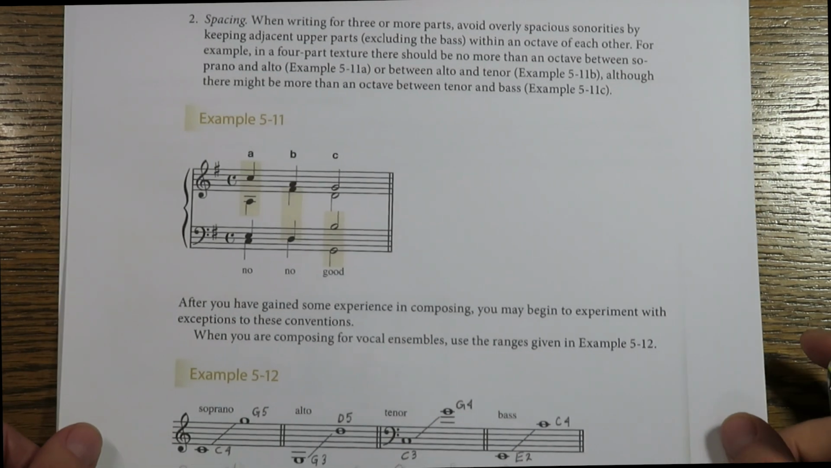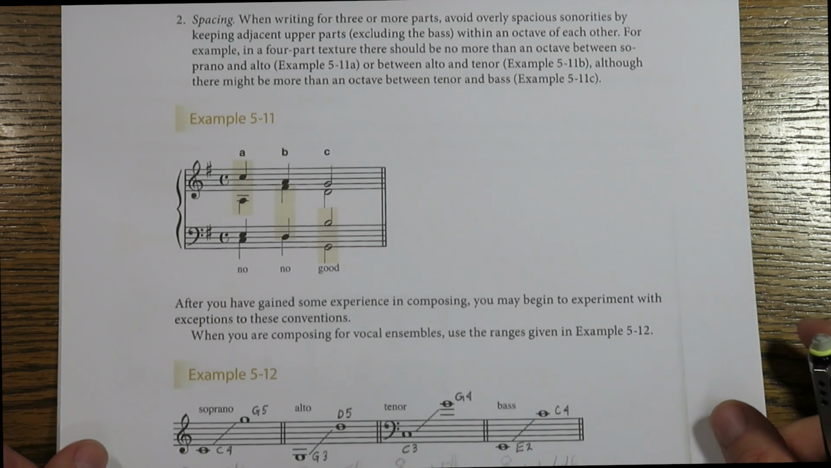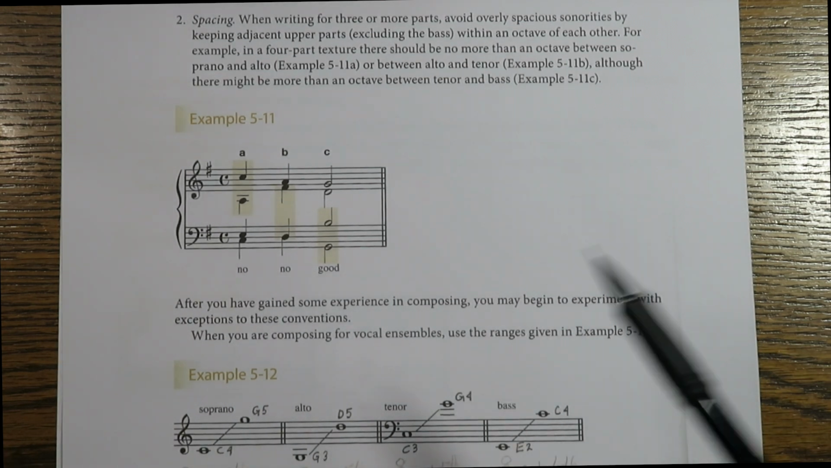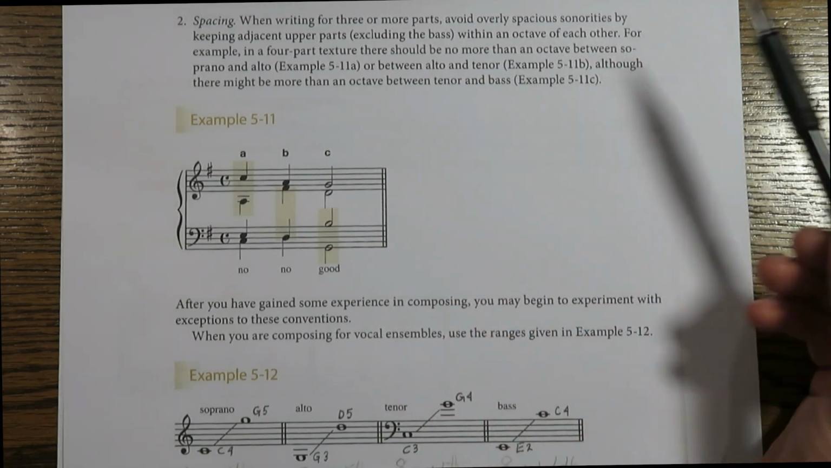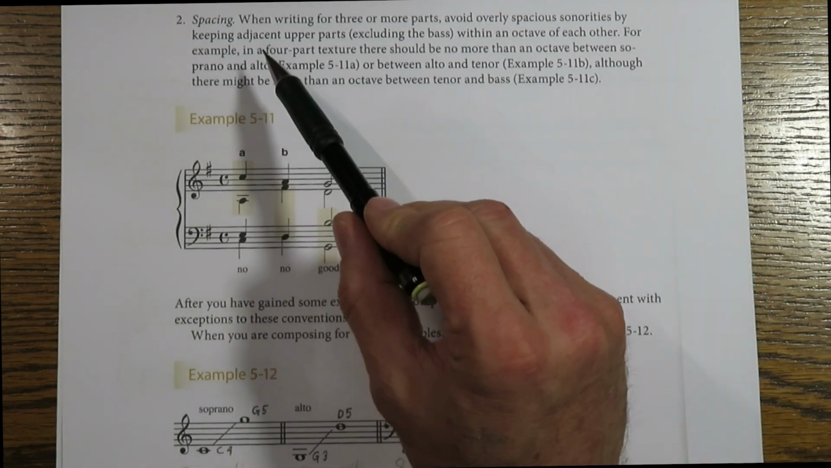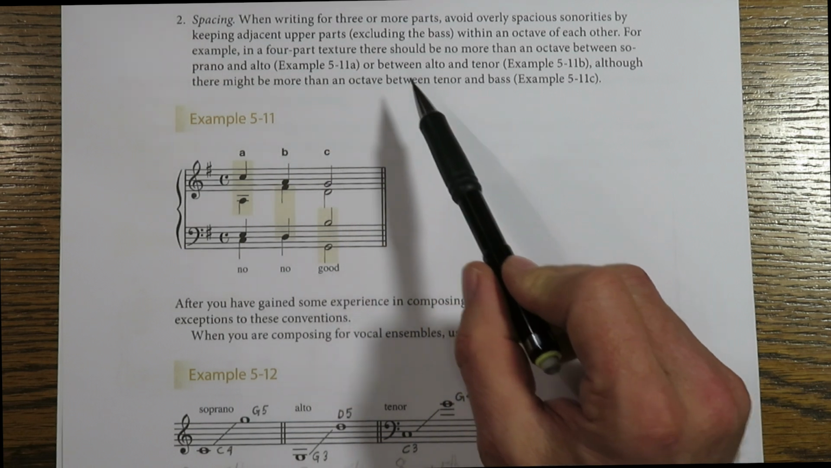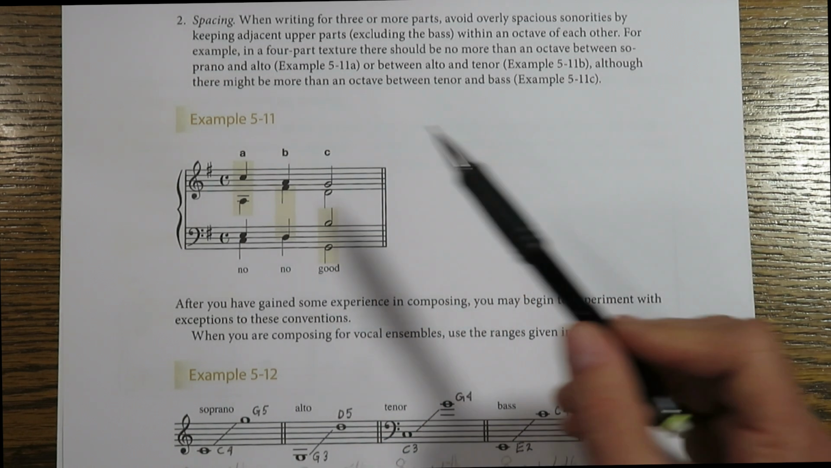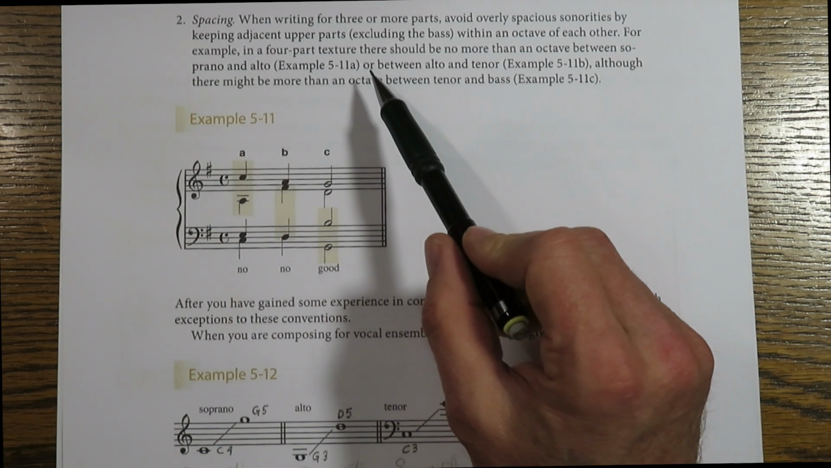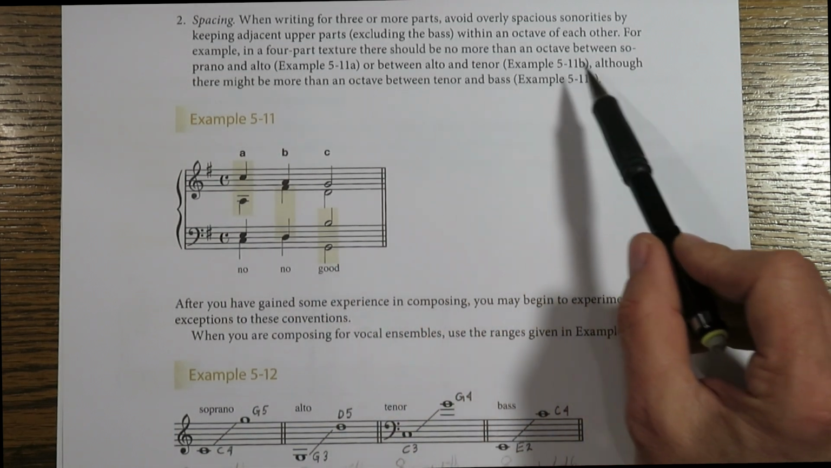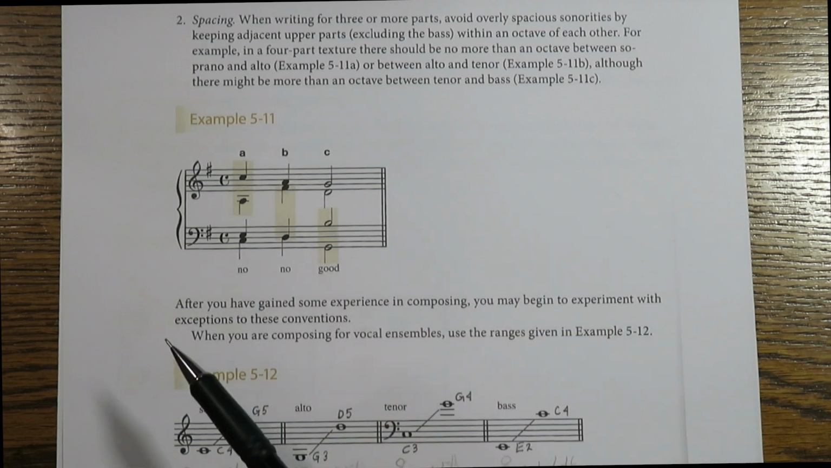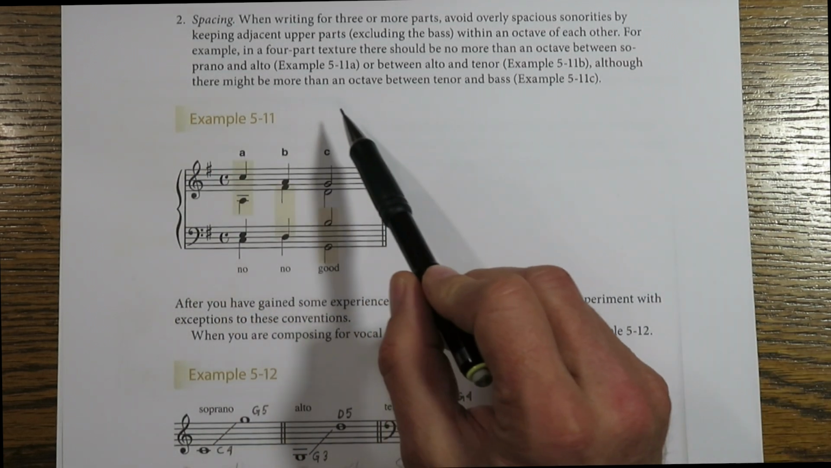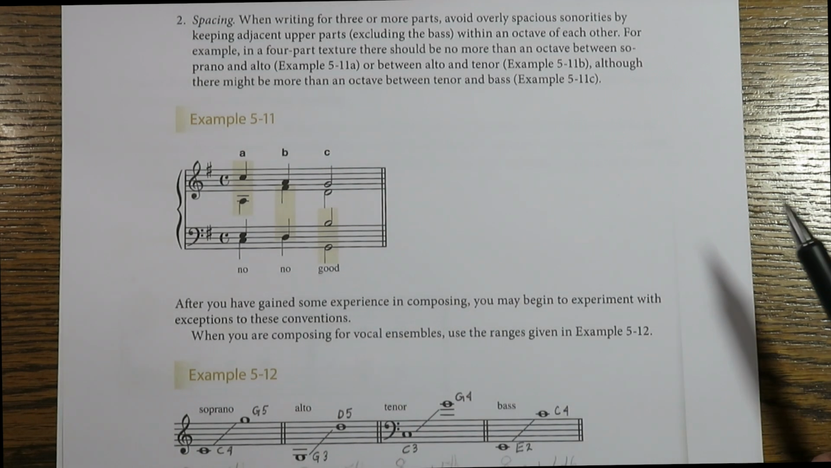And number 2, spacing. When writing for 3 or more parts, avoid overly spacious sonorities by keeping adjacent upper parts, excluding the bass, within an octave of each other. For example, in a 4-part texture, there should be no more than an octave between soprano and alto, or between alto and tenor, although there might be more than an octave between tenor and bass.